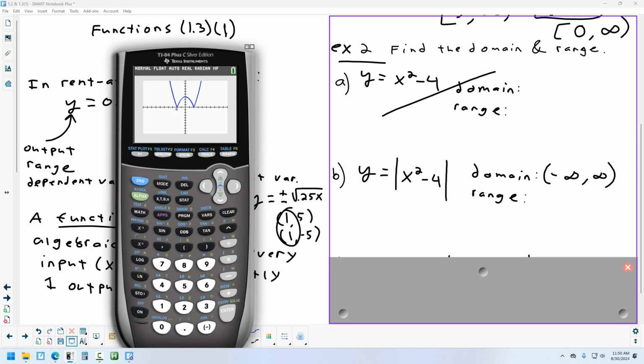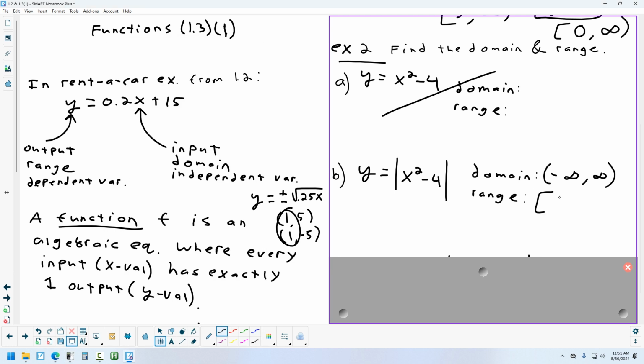So what does the range look like there? What does it look like the lowest value we hit is? And then the highest value. Yeah. And do you think we hit 0 or we don't hit it? We hit it. Yeah, we do. You hit it twice. You hit it when x is 2, and you hit it when x is negative 2. Yep. So the range is as low as 0 and never stops going up.